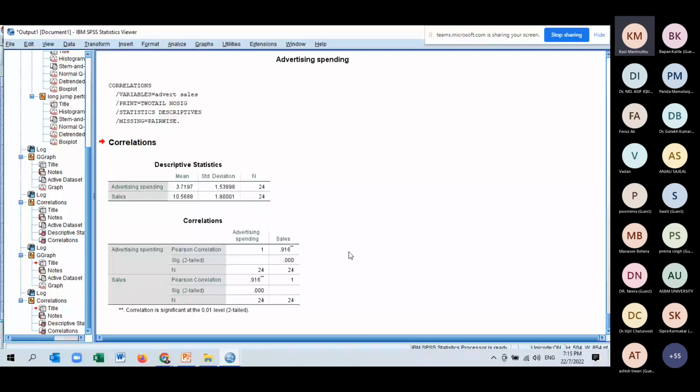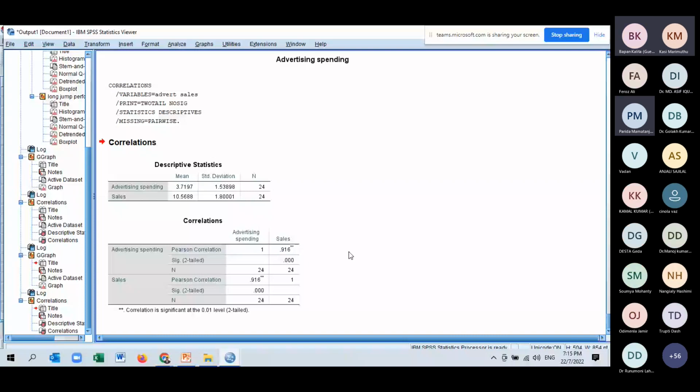Please tell me anyone, how do you write the inference and interpretation? Can you all see my screen? Have you all got the same results? There is a strong correlation between advertising spending and sales. Fantastic. Yes, R equal to 0.916.